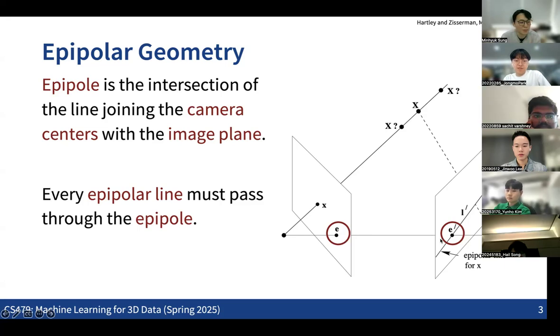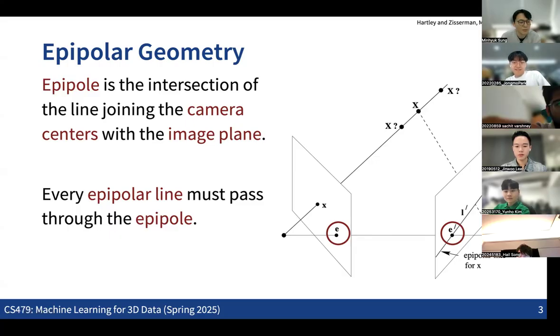So there are a couple of things. This point is the projection of the origin of the camera coordinates to this image plane, and this is also the point where all the epipolar lines are passing through, right? So this was the definition.